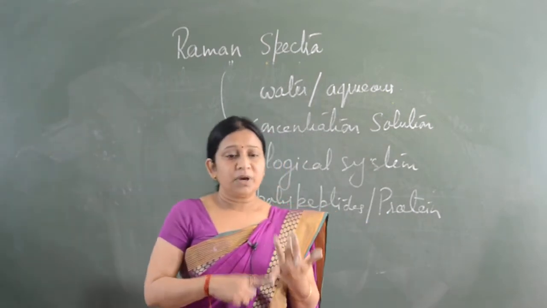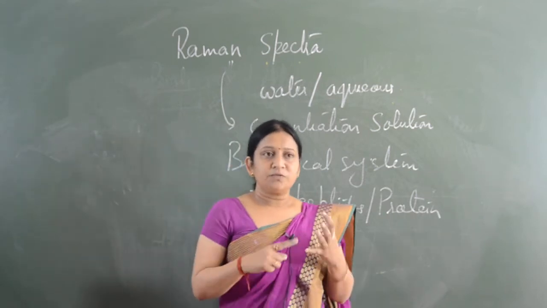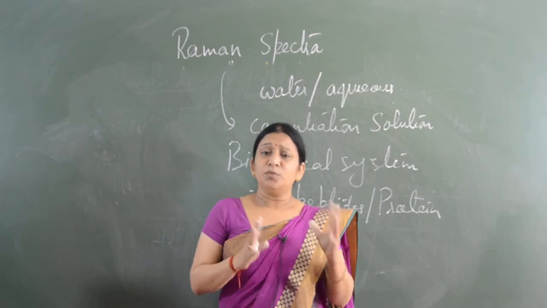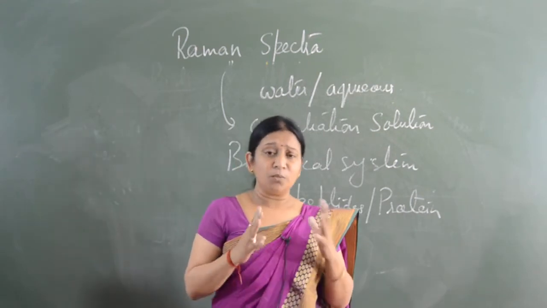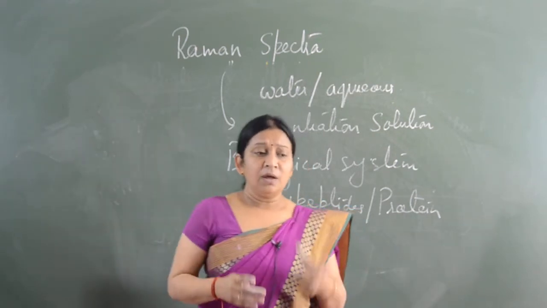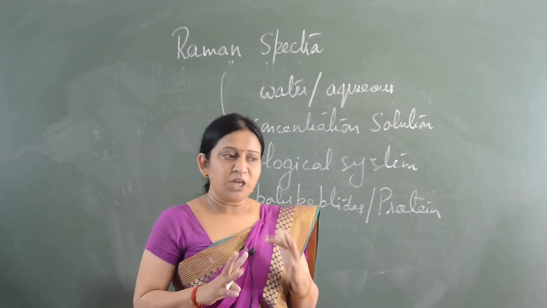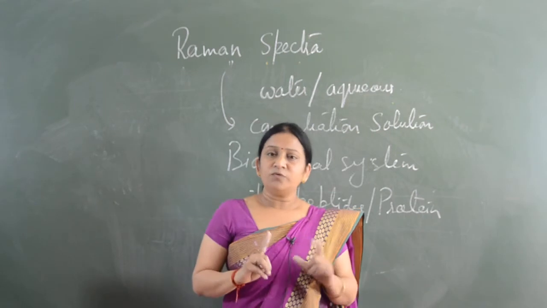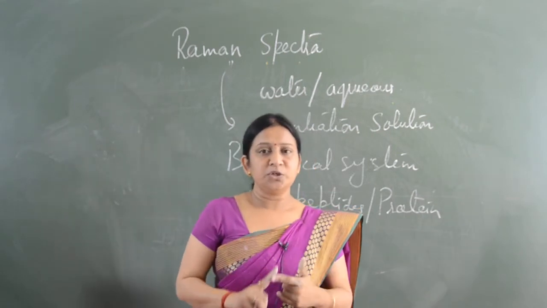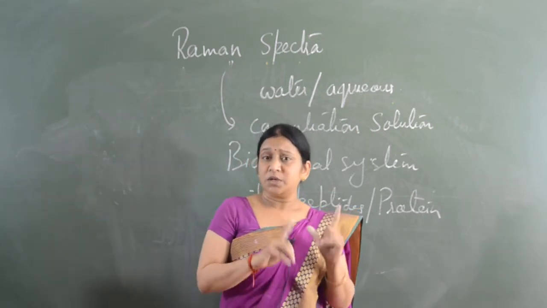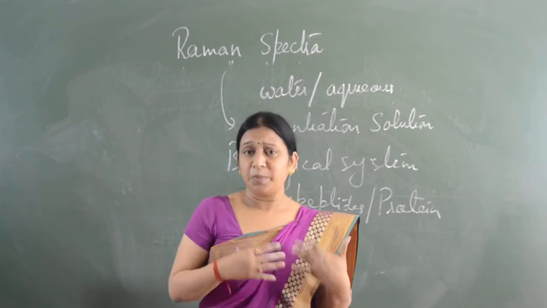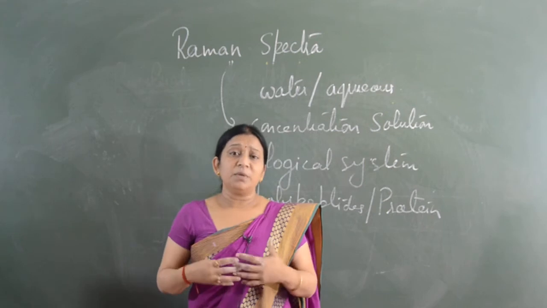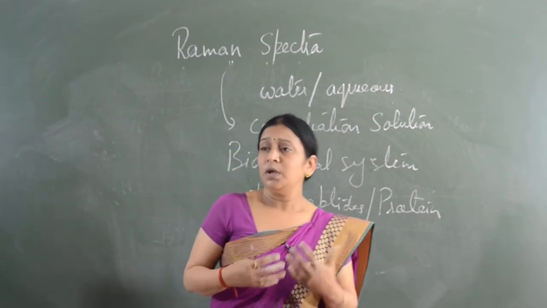Raman spectra is given by molecules which show a change in polarizability. Polarizability of the molecule is the criterion for a molecule to give Raman spectra. Then in Raman spectra, the light which is used belongs to the UV range. The range of Raman spectra is 1 cm⁻¹ to 4,000 cm⁻¹. Here the whole of the IR spectra is present within Raman spectra. Therefore we say that Raman and IR are complementary to each other.